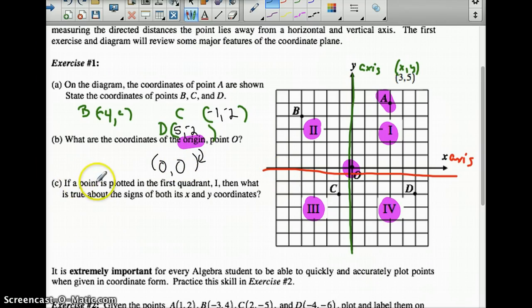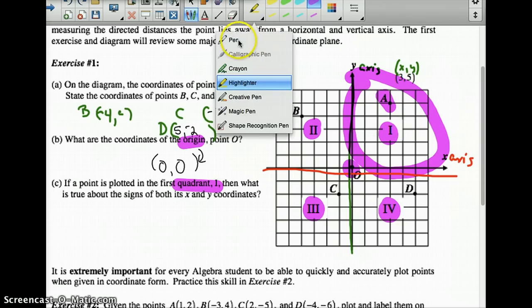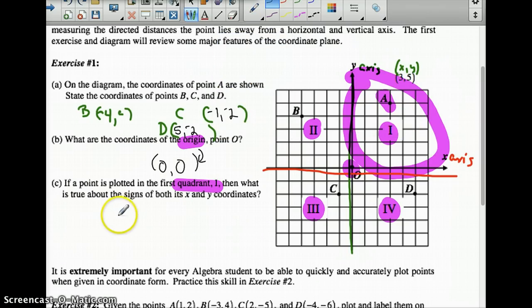Okay, part C says if a point is plotted in the first quadrant, okay, so we're talking about quadrant 1, which is over here. Then what is true about the signs of its x and y coordinates? Well, in order to get into quadrant 1, we have to go right, which is positive, and up, which is positive. So our x value is positive and our y value is positive. So we're going to write they are both positive.